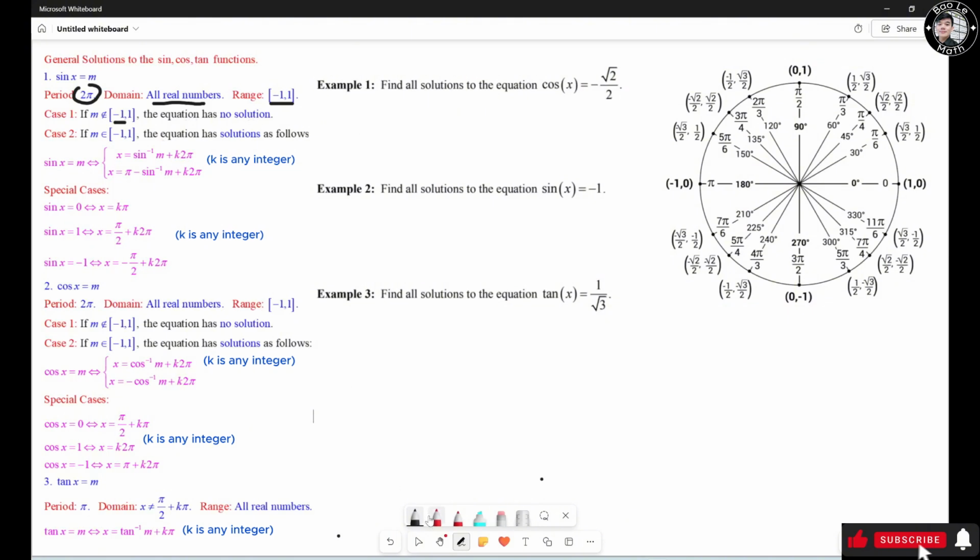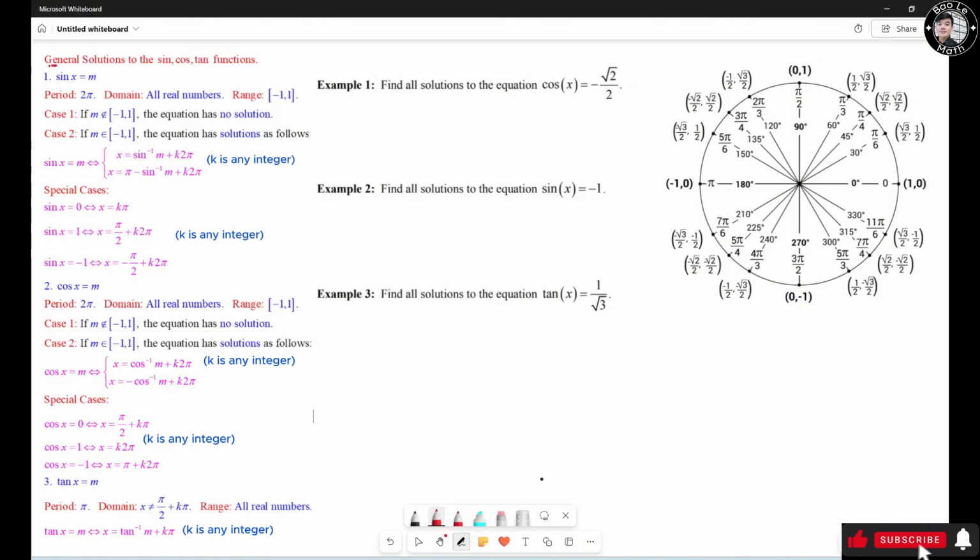For example, if I ask you to solve sine of angle theta equals phi, this equation has no solution, right? Because phi is outside -1 and 1. Another equation like sine theta equals -2: -2 is less than -1, so this is outside the range, so this equation has no solution.